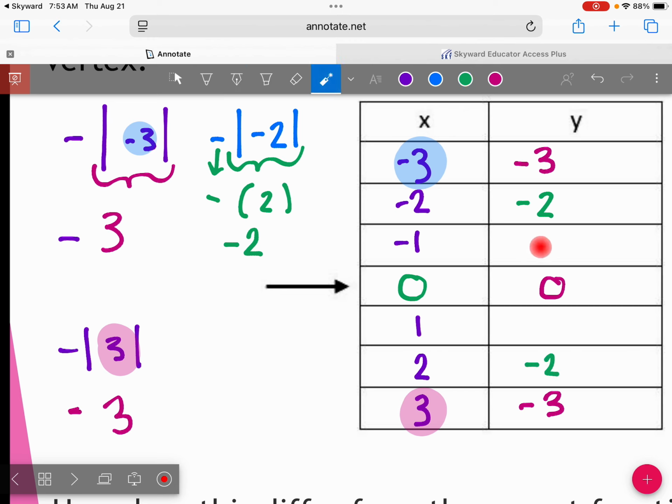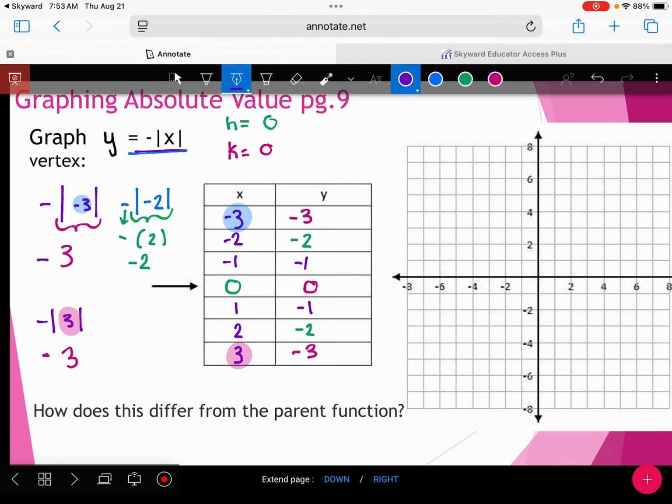What's going to be the opposite of the absolute value of -1? -1. Starting to see the pattern here. What about for +1? Also -1. So let's plot up these points and see what the heck is happening here.